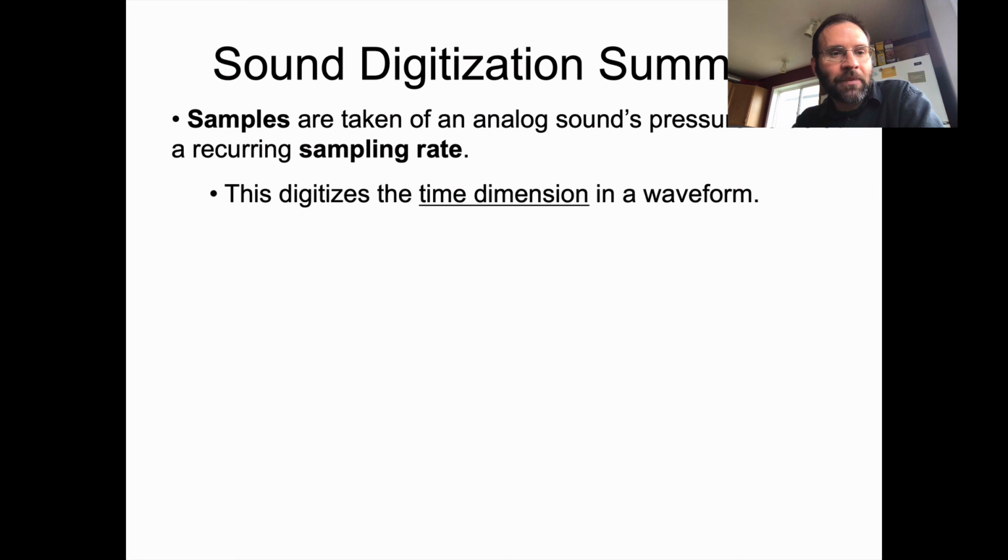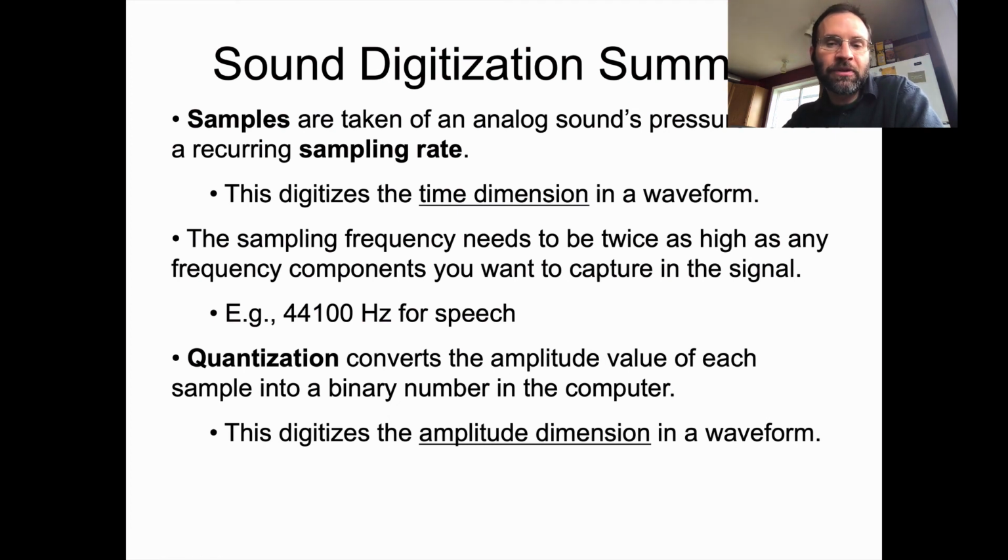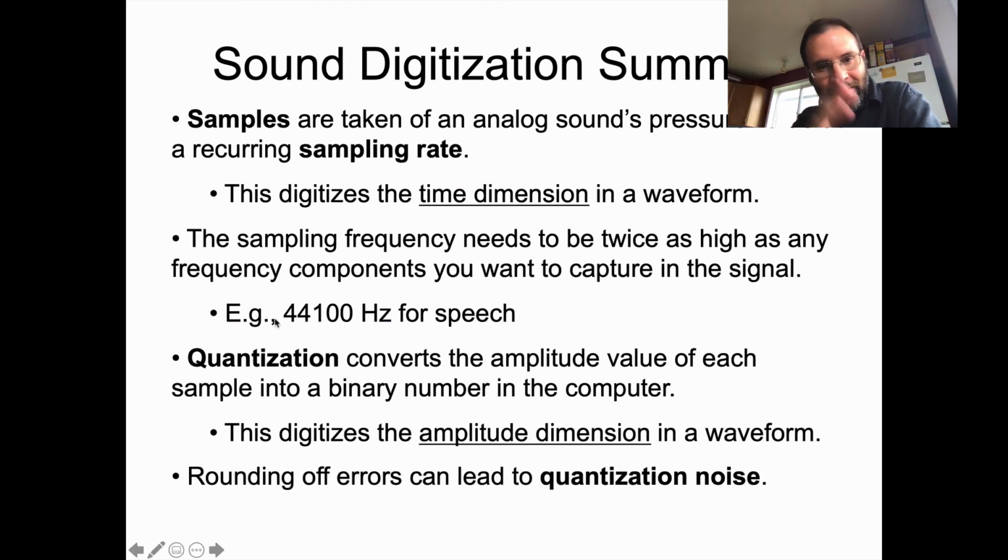So to wrap this all up, samples are taken of an analog sound's pressure values at a recurring sampling rate. This digitizes the time dimension in a waveform. The sampling frequency you use needs to be twice as high as any frequency components you want to capture in the signal. A good rule of thumb for that is something like 44,100 hertz for speech. Quantization converts the amplitude value of each sample into a binary number in the computer. This digitizes the amplitude dimension in a waveform. So we're basically binning up the original in the time dimension and also the amplitude dimension.